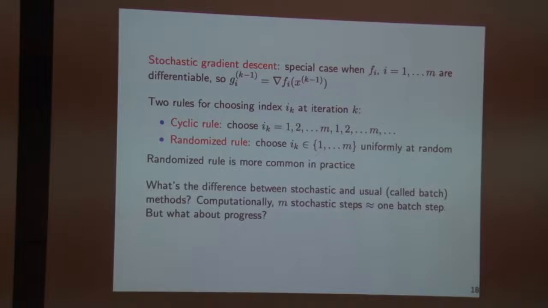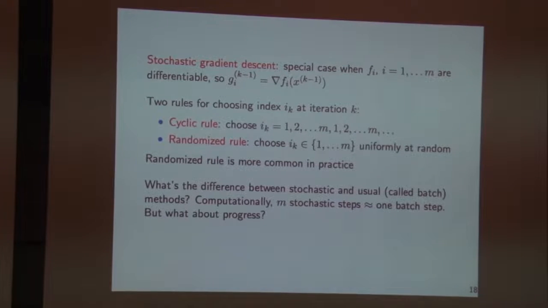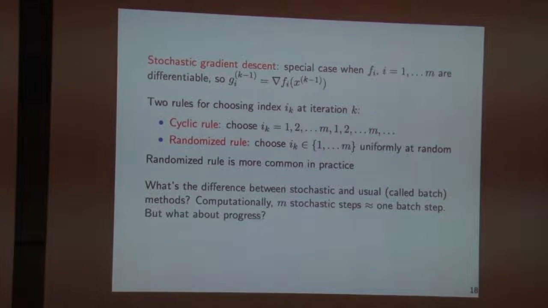First of all, even if those two progressed in the same way, why might it be advantageous to use a stochastic method? Let's suppose that all I told you was that in terms of the progress you make on the optimization criterion, it's the same if you take m stochastic steps versus one batch step. Why might we still want to use a stochastic step versus a batch method? If I told you computationally they're the same, because m stochastic steps is one batch step, and also the progress is the same, I claim there's still utility in them. What's that?